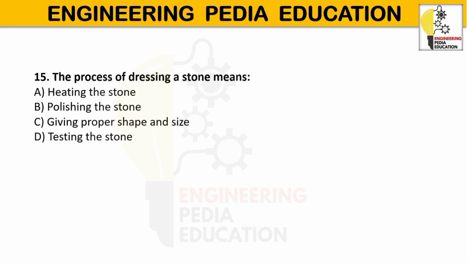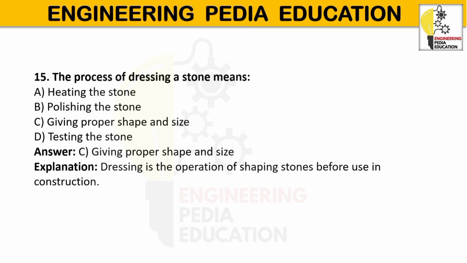The process of dressing a stone means heating the stone, polishing the stone, giving proper shape, or testing the stone. So the correct answer is giving proper shape and size. Dressing is the operation done on a stone before it is used in construction. Dressing of a stone is the process of cutting, shaping and finishing a raw stone to required size, shape and finish for construction work.